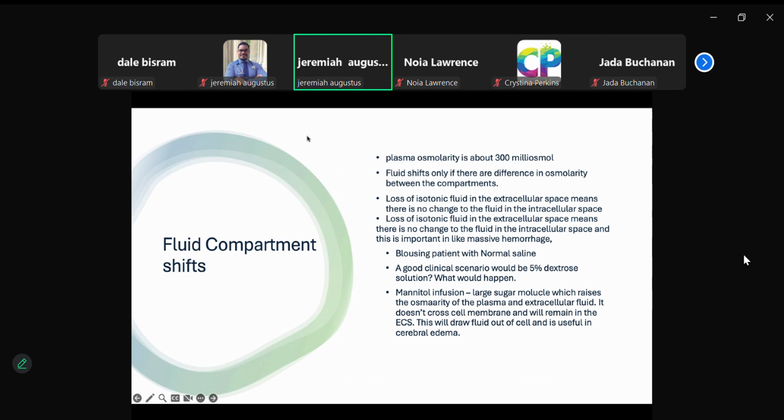You have to understand this, because if a patient comes in bleeding and they give them something that has a different osmolarity and the patient dies, it's going to be your fault. So you have to understand this.